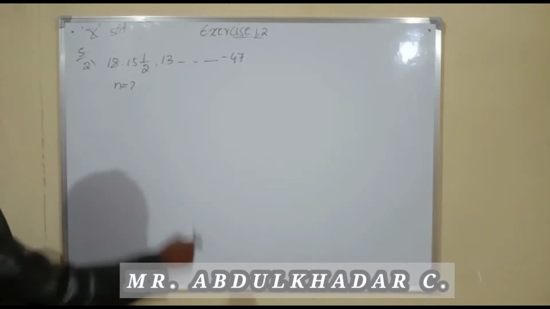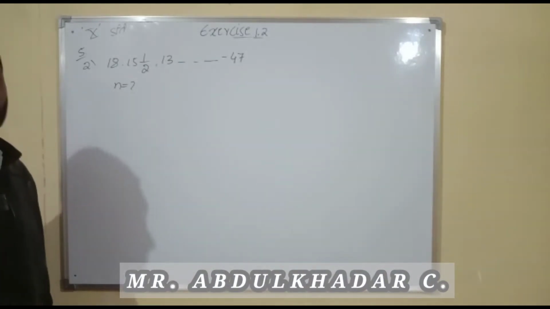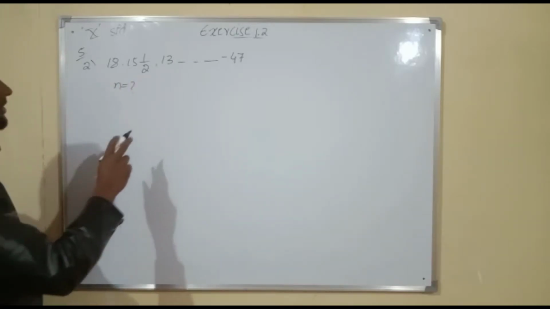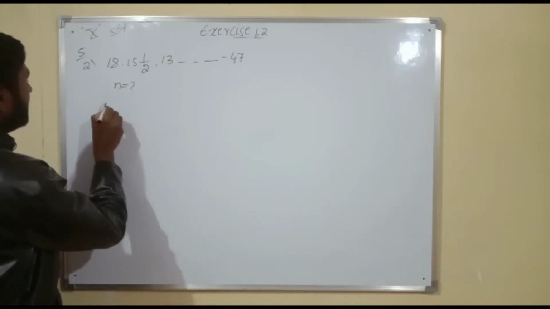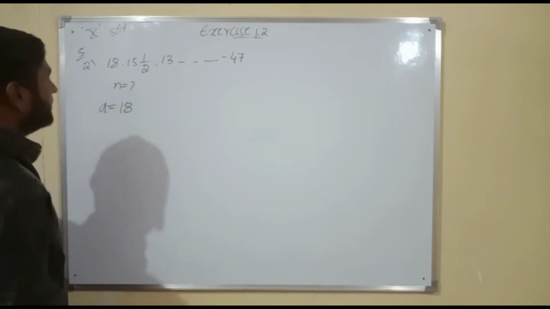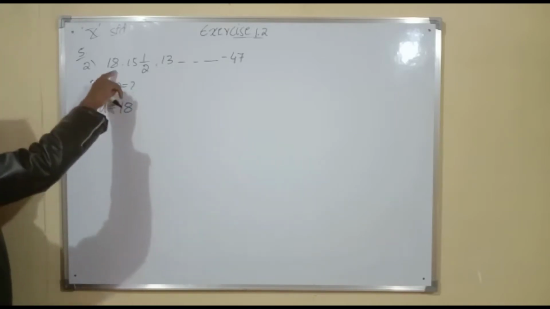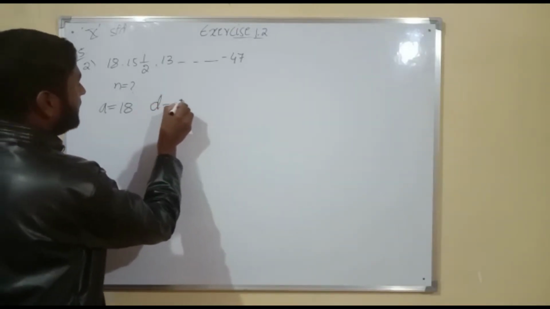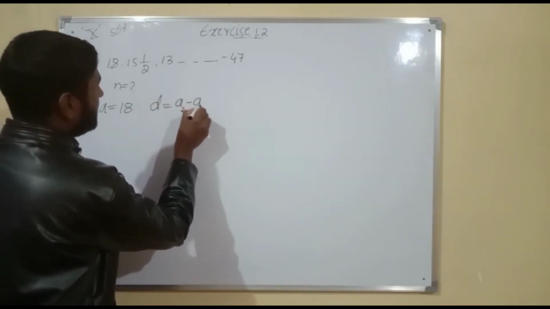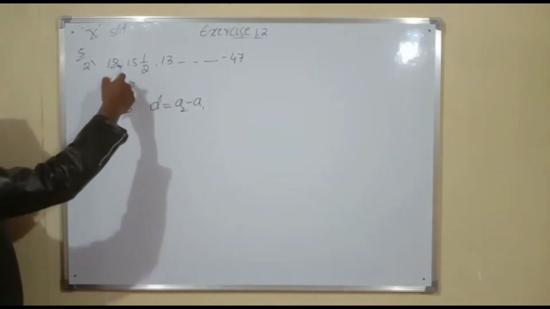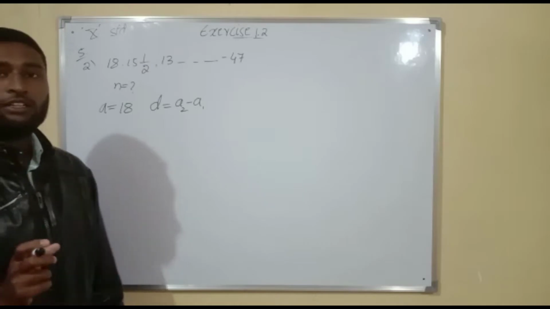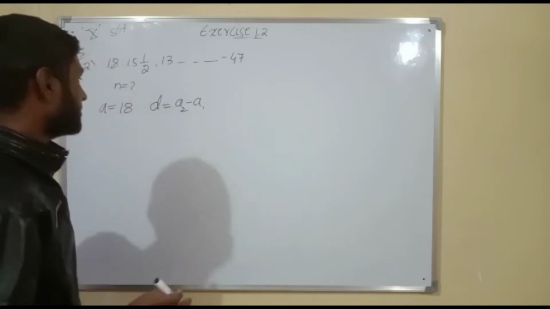The number of terms is indicated by the symbol n. Let me first write the given data. The first term is A, which is 18. Let me find D. D is A2 minus A1, or A3 minus A2, or A4 minus A3. It is the difference of two consecutive terms.